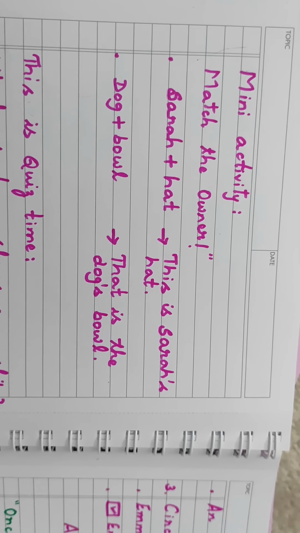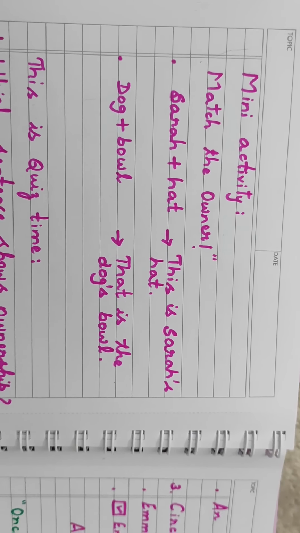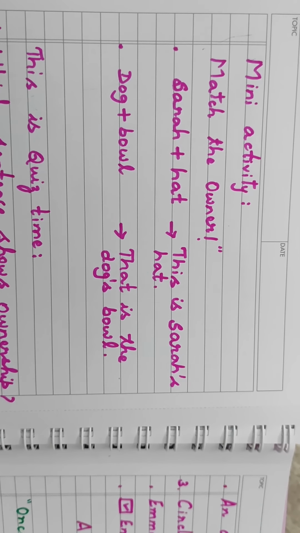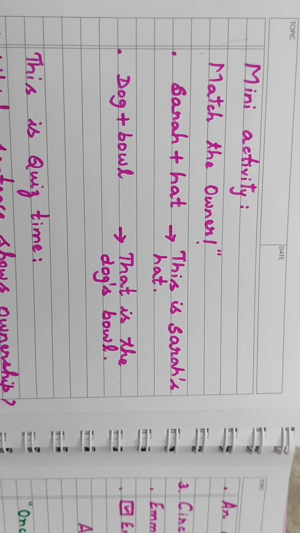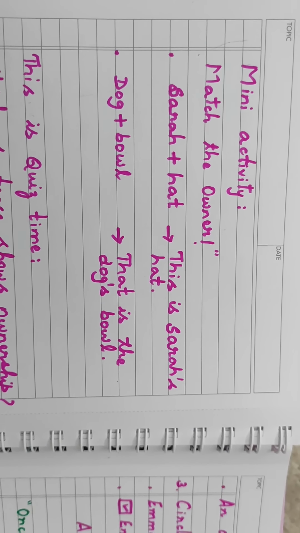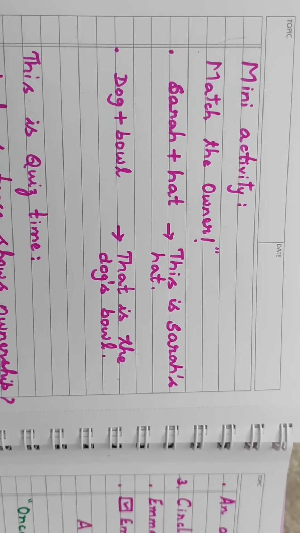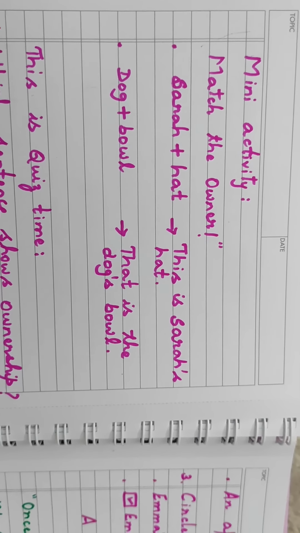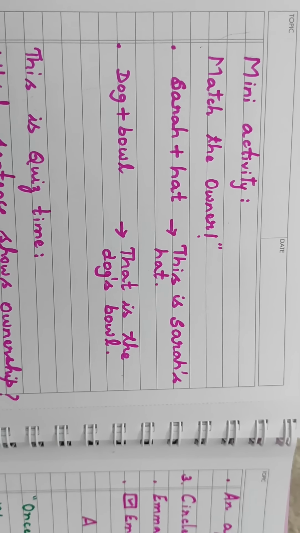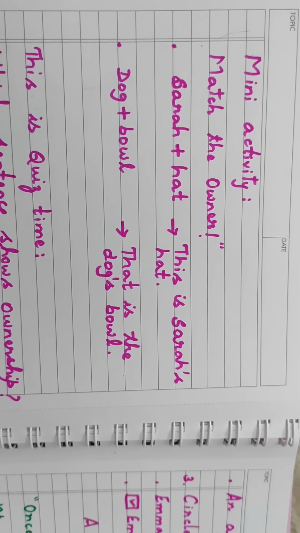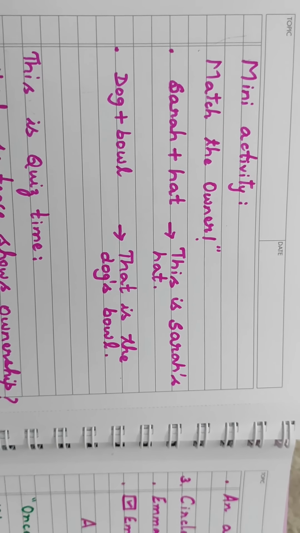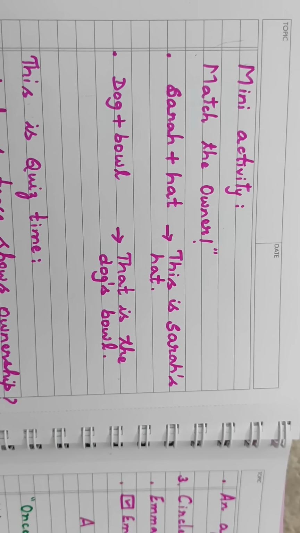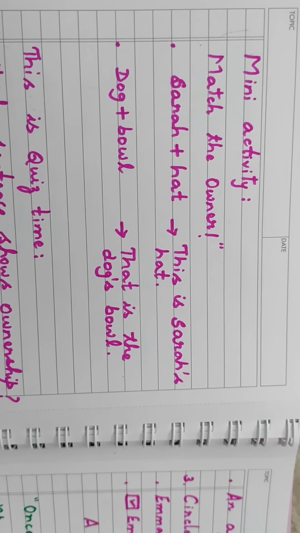This is a small mini activity for you. You have to match the owner. Sarah plus hat. What will you write? This is Sarah's hat. When you write Sarah's, S-A-R-A-H apostrophe S, it shows that the hat belongs to Sarah.